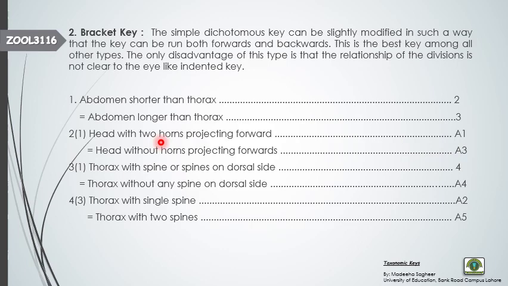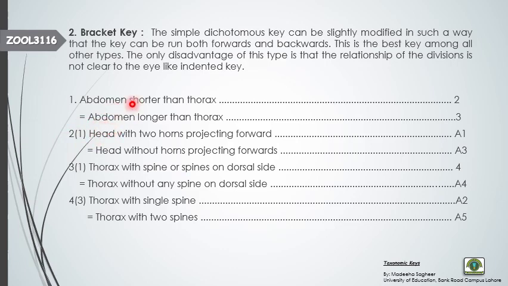Now I said that this key can run in both forward and backward directions. How? This is couplet number 2, but within brackets it is given where we have come from. We have come from couplet number 1. So we can directly move back from couplet number 2 to couplet number 1.